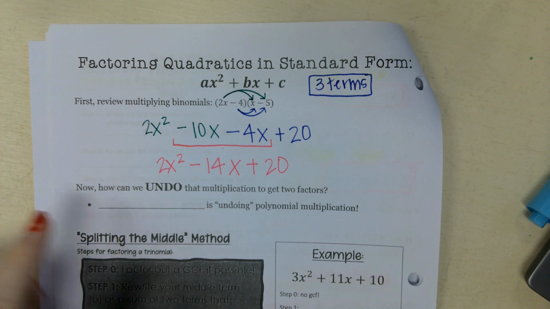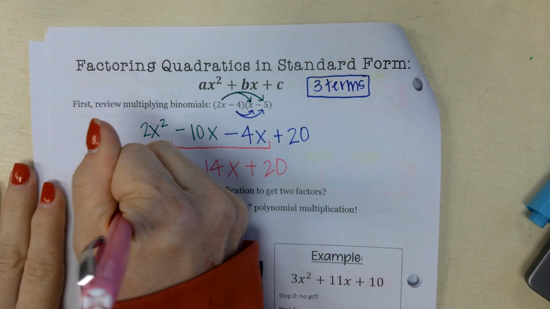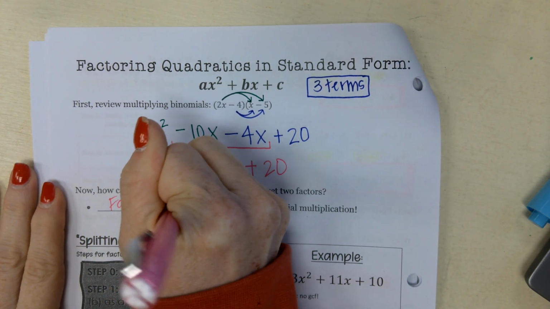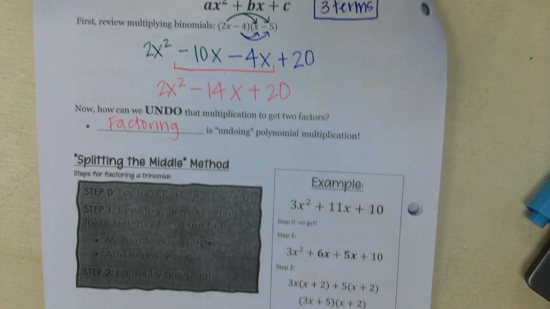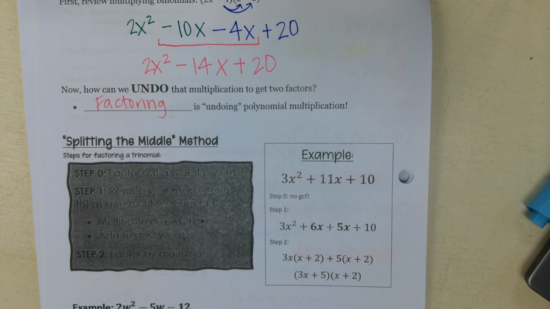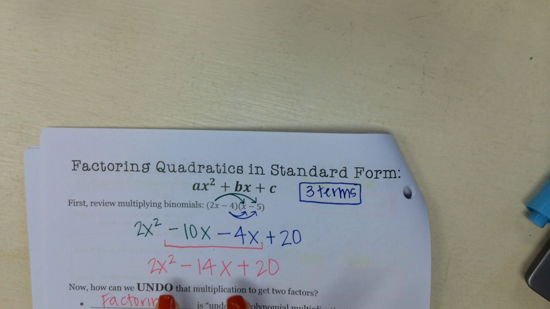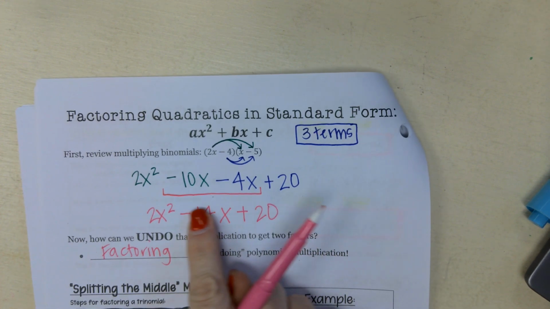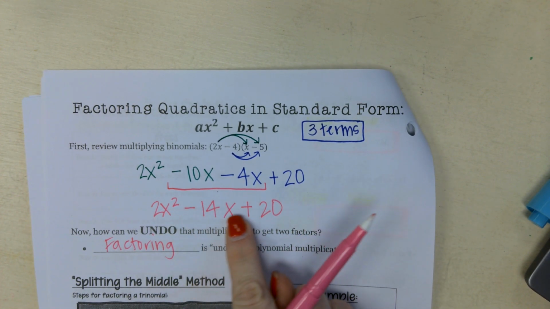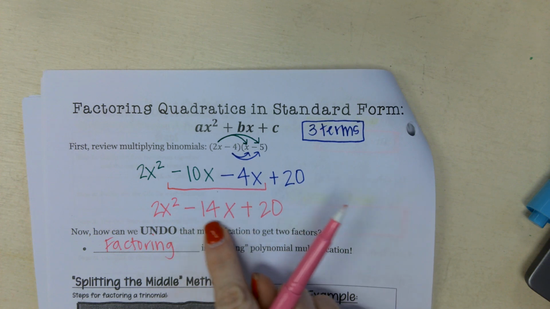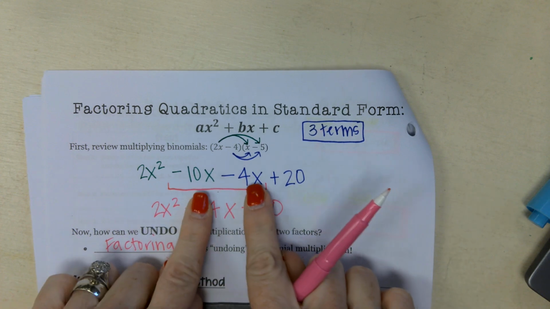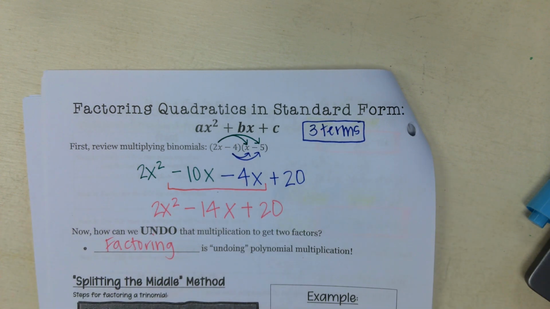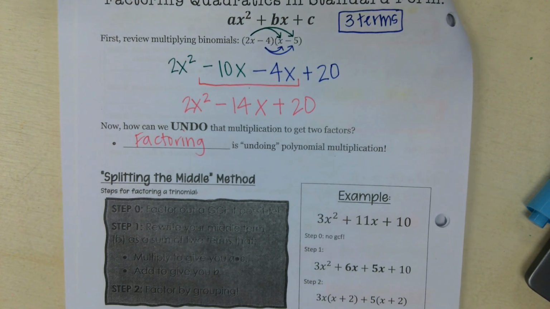Today, we're going to undo this by factoring. Just remember, factoring is undoing polynomial multiplication. So how we're going to do this is by doing what we call splitting the middle. We are going to take a trinomial, and we're going to see if we can split this up. We're going to split this middle term back out into 2 terms, and then we will factor by grouping, which is what we have done, okay?